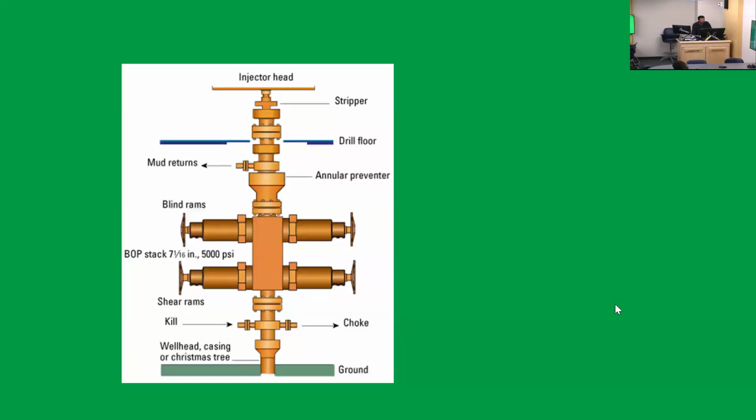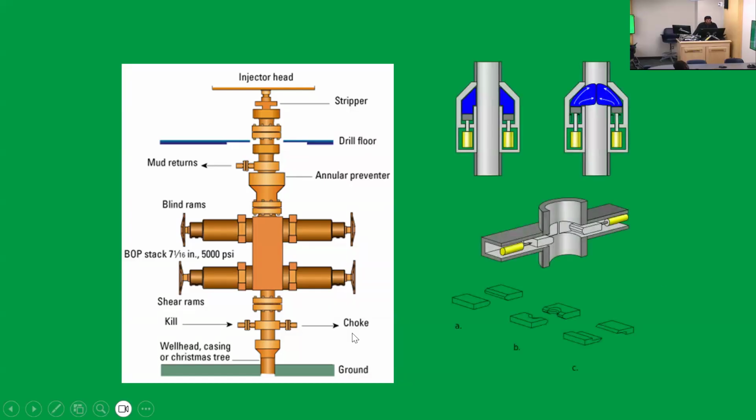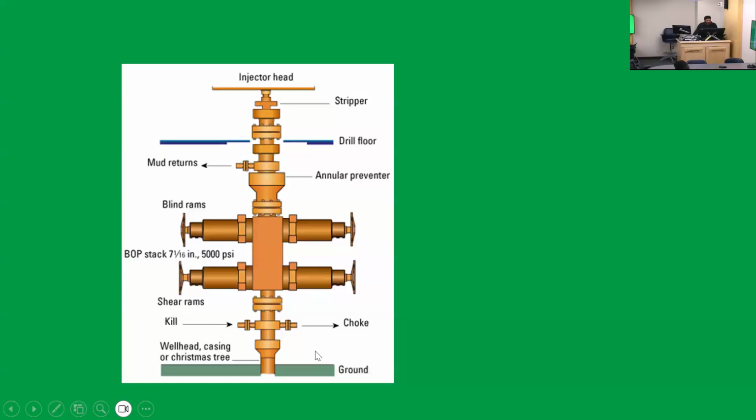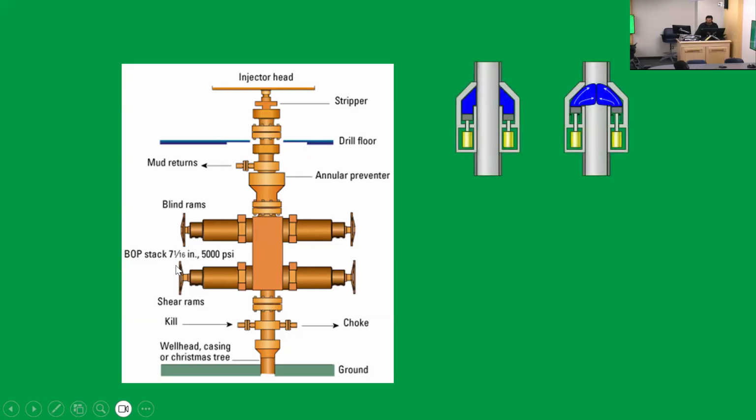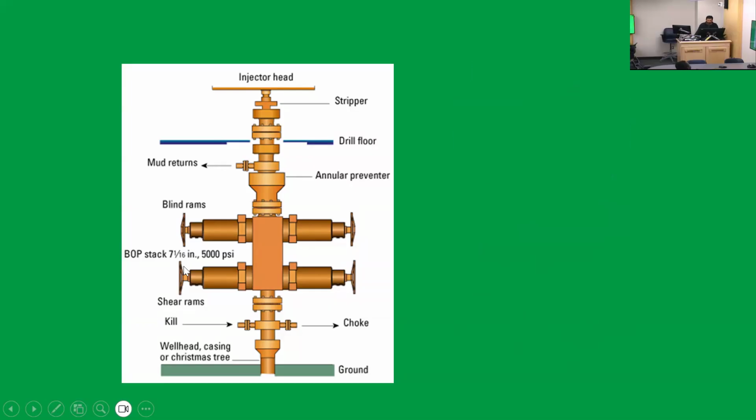This is another schematic. It's kind of better because you see a lot of stuff. You see the kill line, choke line, ram. Okay, you have blind ram, shear ram, mud returns line. That's where in normal drilling operations, the mud returns line is carrying mud out of the well at atmospheric pressure.